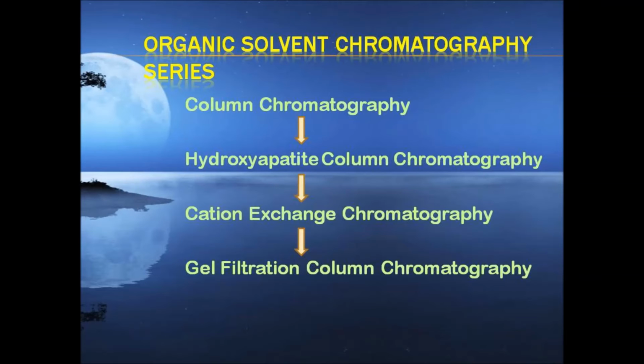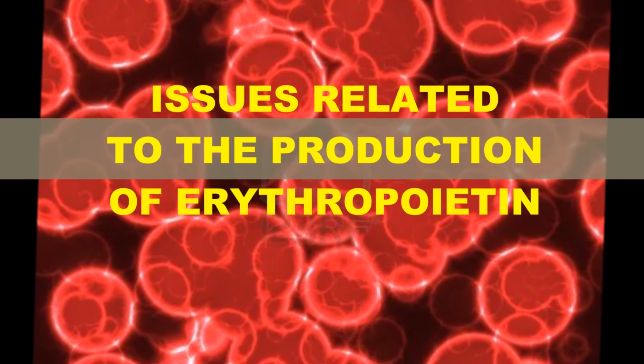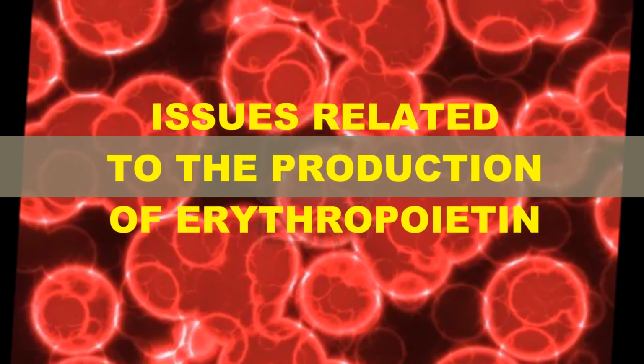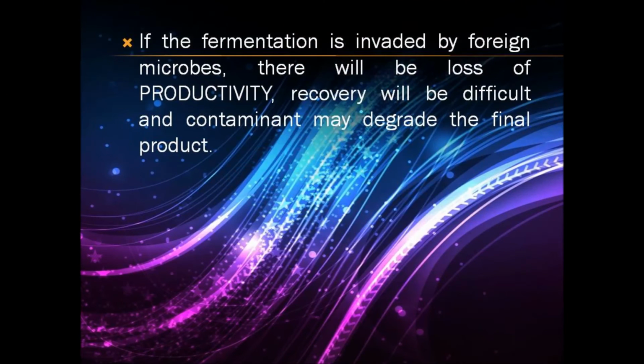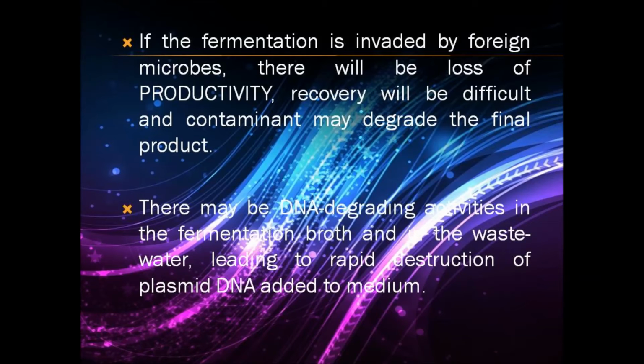Next, we'll talk about the issues that arise from the production of recombinant human erythropoietin. If during the fermentation process the medium is invaded by foreign microbes, there will be a loss of productivity, the recovery process will be difficult, and the contaminant may degrade the final product. Also, there may be DNA degrading activities in the fermentation broth and in the wastewater that may lead to rapid destruction of plasmid DNA added to the medium.